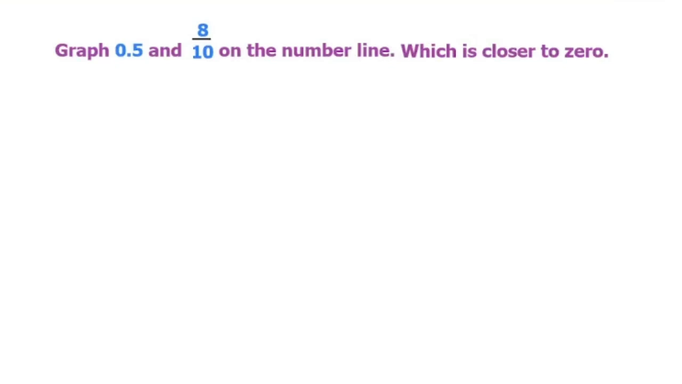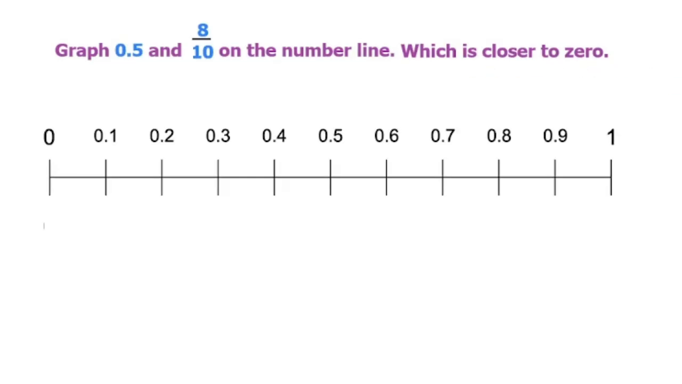In this video, we're going to work on graphing decimals and fractions on a number line. So if we have a problem like this that says graph 0.5 and 8/10, or 8 over 10, on the number line, which is closer to 0? So let's take a look at our number line.